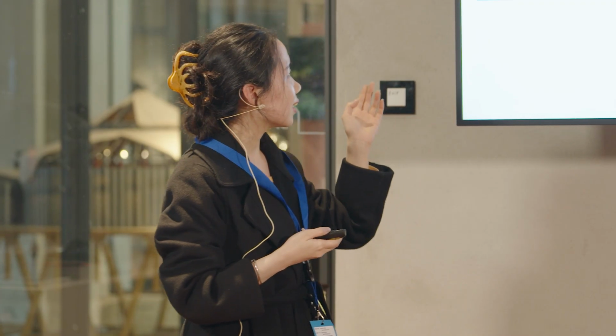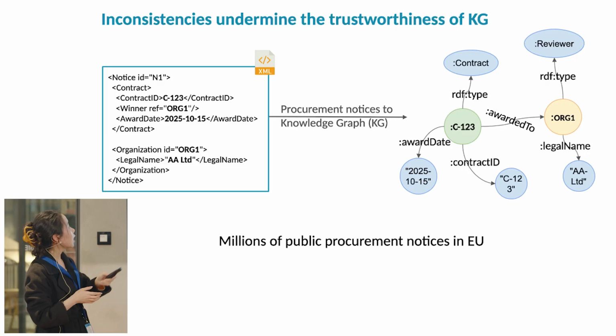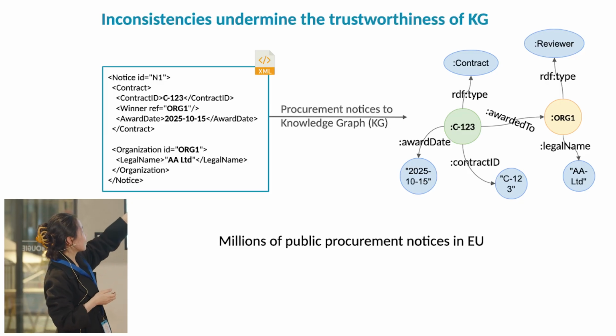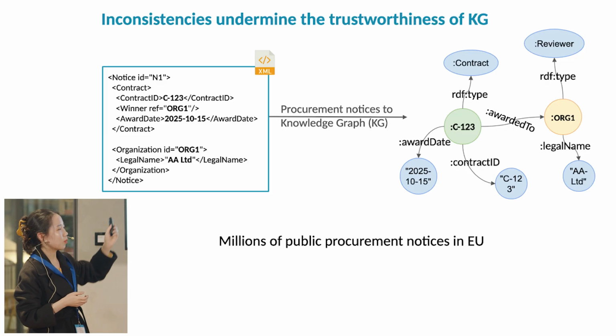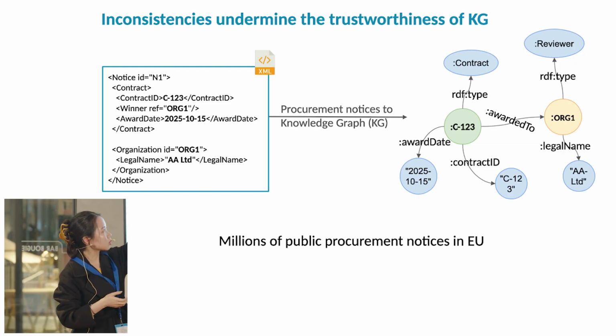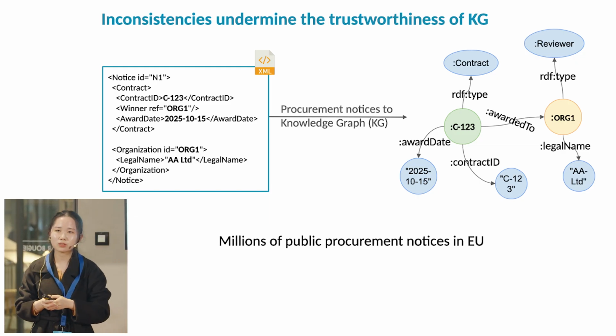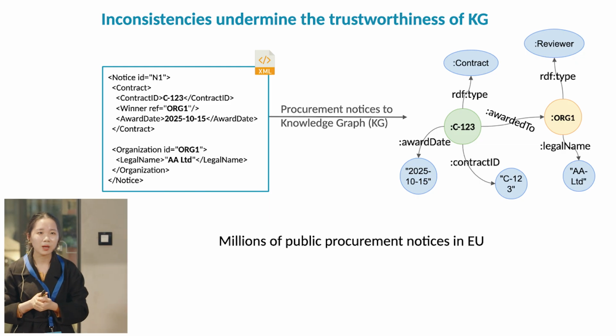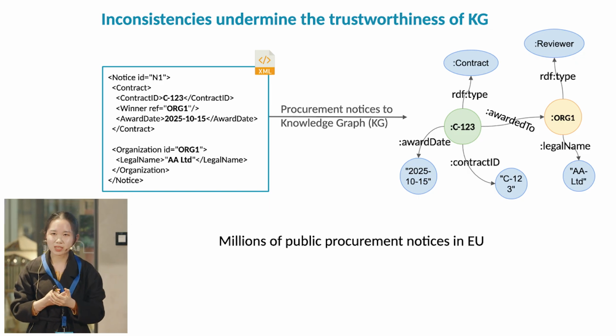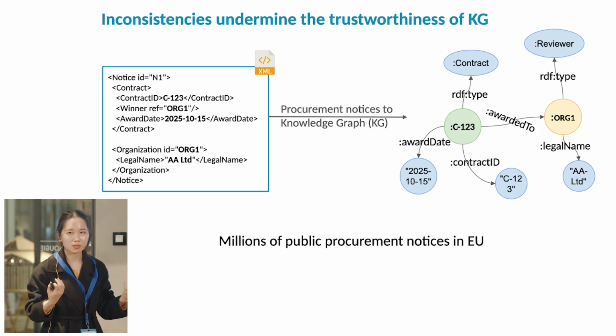For example, in this example we see that an organization is a winner in the original file, but finally in the knowledge graph it becomes a reviewer. So it is a significant problem, and the downstream application cannot use it. It will cause an error.